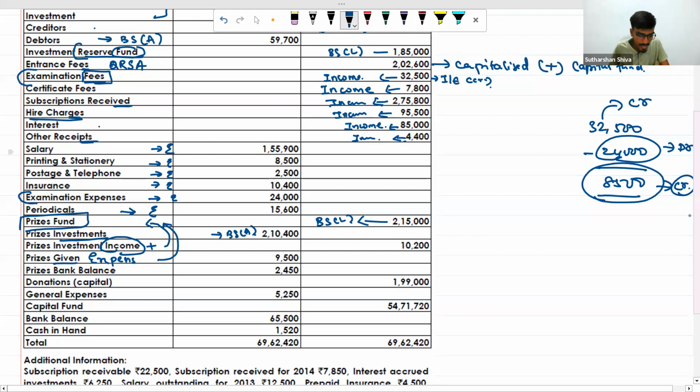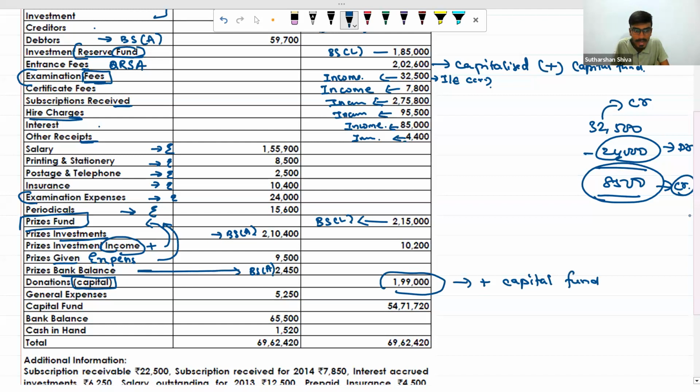Okay, and we are having prize bank balance. That prize bank balance we will see as a bank balance. It is on the debit side. We will consider it as a balance sheet asset item. Then donation to be capitalized they have given, so we are going to add it towards capital fund.